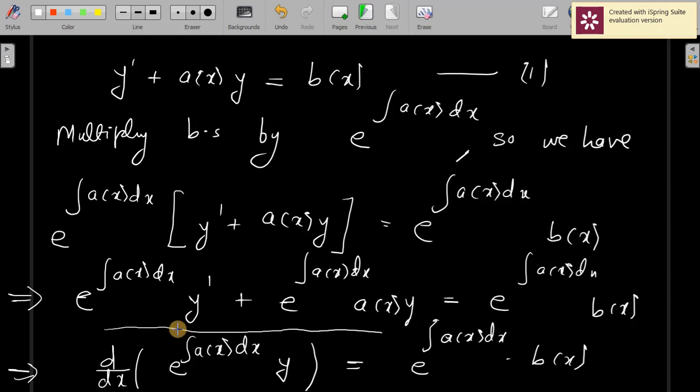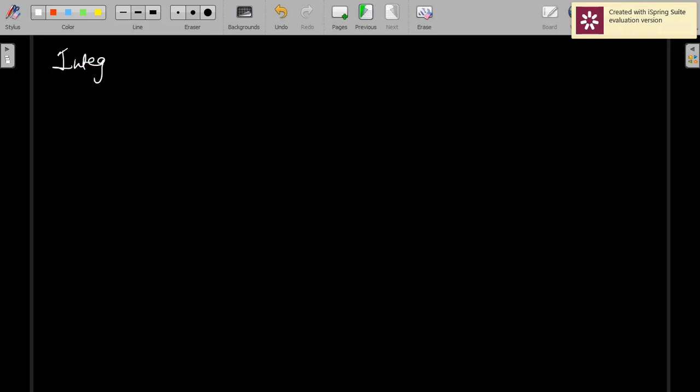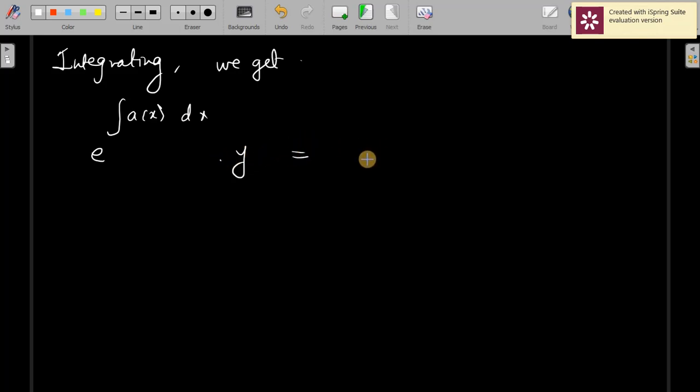Okay, so now when I integrate this further, we get, the derivative gets cancelled, so you have e raised to integral of a of x dx into y is equal to integral of e raised to integral of a of x dx into b of x dx plus the constant term. Okay, I just want to check in the previous whether, yeah, that's fine.